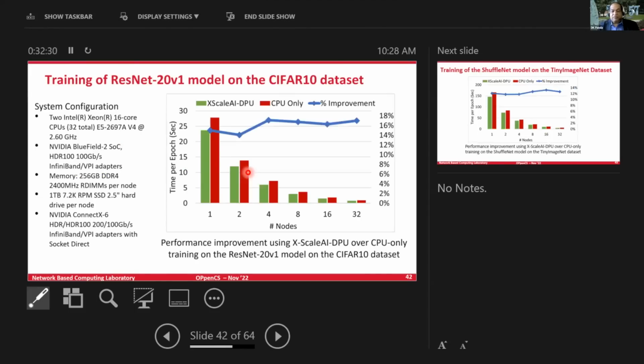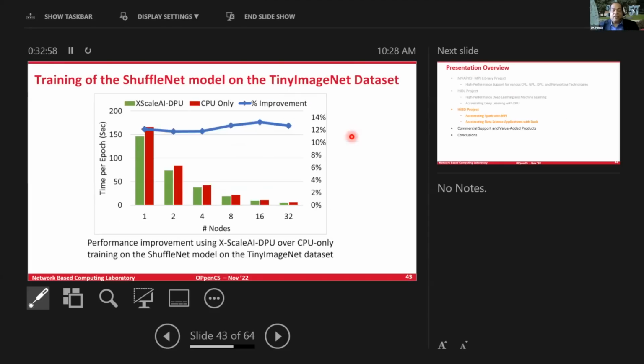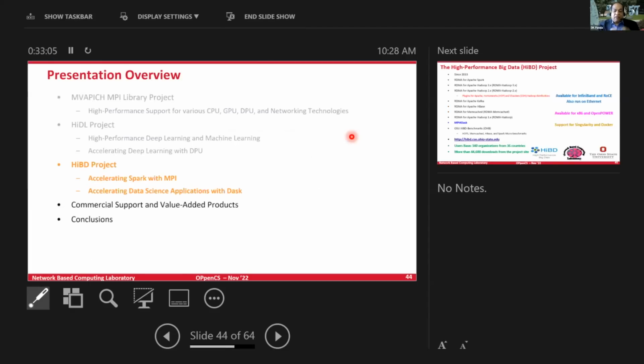And now if you see this kind of number, like training a ResNet-20 v1 model on the CIFAR-10 dataset. So again, here you will see with pure CPU, this is the red line, which is higher. But now if I offload some of these things to DPU, I get almost a 16 to 18% benefit. Okay, it is not a big number, but if you look at end-to-end deep learning execution time, reducing it by 20% is also significant. Similarly, this is training of the ShuffleNet model on the Tiny ImageNet dataset, and there also we see the same benefits.